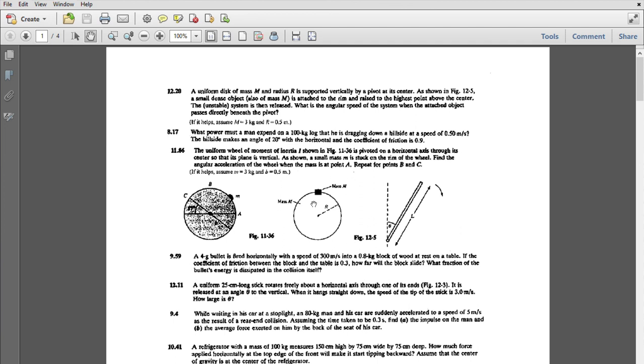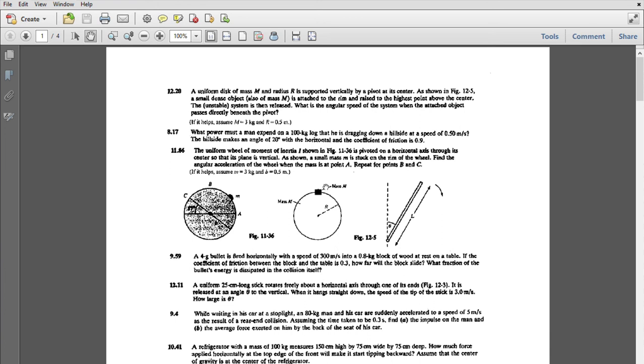A small dense object, also of mass m, so this little rectangle here has the same mass as the entire disk, is attached to the rim and raised to the highest point above the center. The unstable system is released from rest there. And, of course, it's hard to balance it, so it starts spontaneously moving. What is the angular speed of the system when the attached object passes directly beneath the pivot?